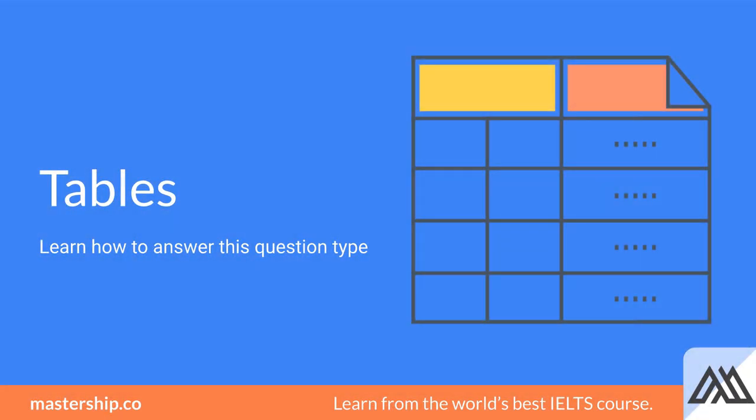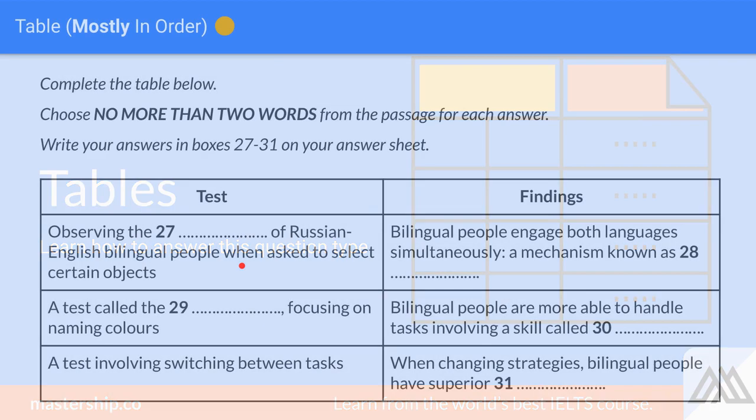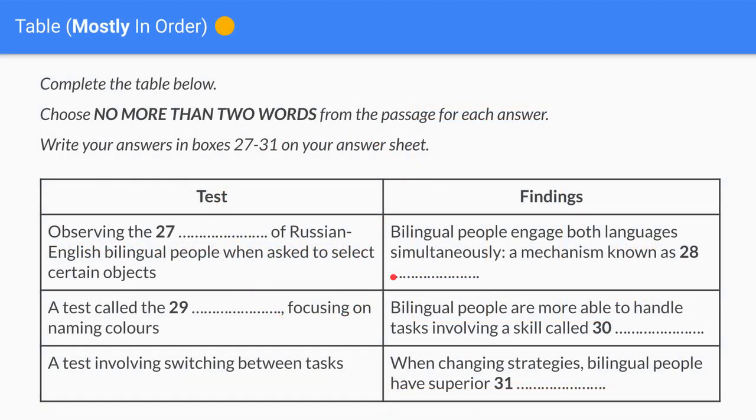Now let's go over the table question type. Now this is what the question type looks like. This is pretty much like a fill in the blank question. The main difference is that simply the fill in the blank questions have been rearranged. You can kind of think of it in this way.